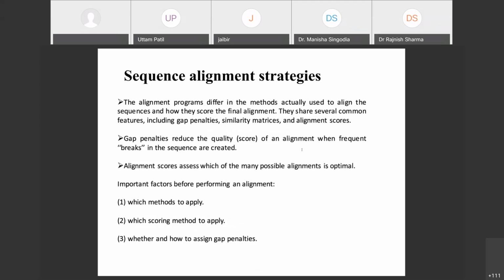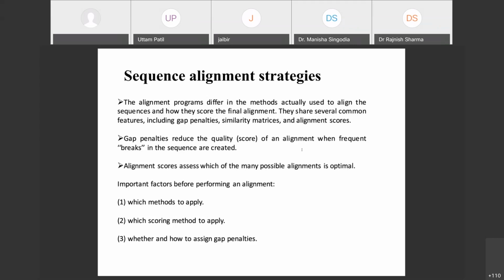Alignment score assesses which of the many possible alignments are optimal. So there could be many possible alignments. If you compare these two sequences, which I am coming to in the next slide, the alignment scores assess which of the possible alignments are the best alignments.